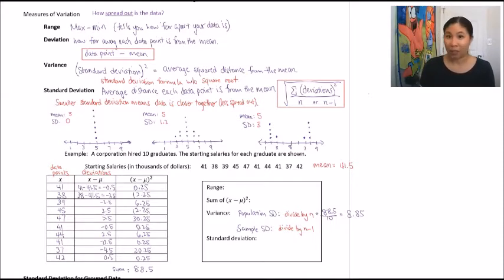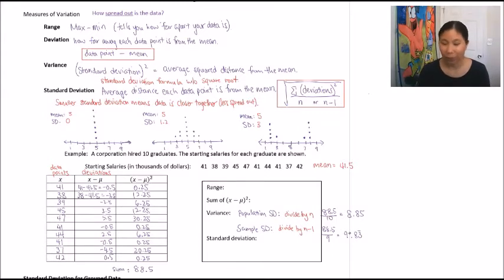Now let's pretend our data set came from a sample. Let's say this corporation hired a bunch of people and they just looked at 10 of the new hires. If this was a sample, then we would divide by 9, because n minus 1 is the 10 total in the data set, subtract 1 from that to get 9. So 88.5 divided by 9 would be 9.83 repeating. I'll just round it to 9.83. Okay, so that's my variance.